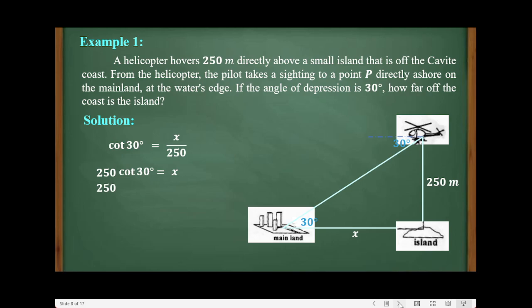And what is cotangent of 30 degrees? That is actually square root of 3, which is now the value of x. Therefore, x, which denotes the distance between the coast and the island, the mainland, is 250 square root of 3. So what is the unit? I think it's meters. Okay? Yeah. Next.